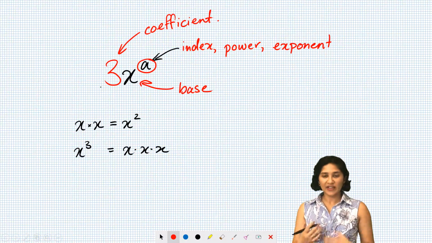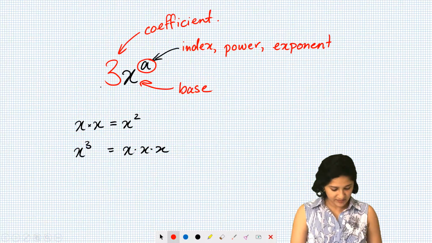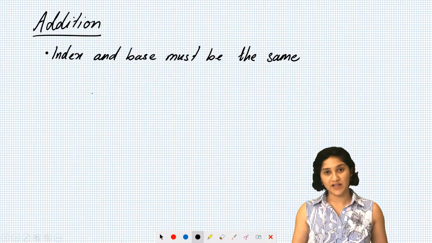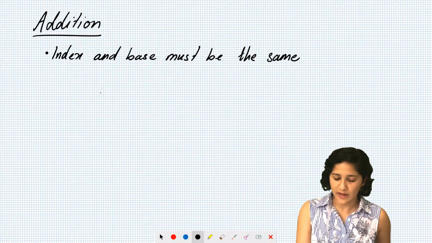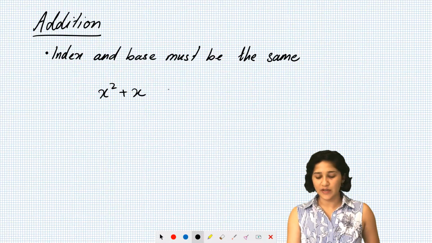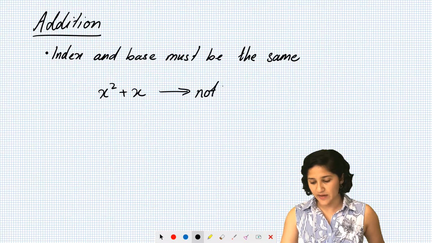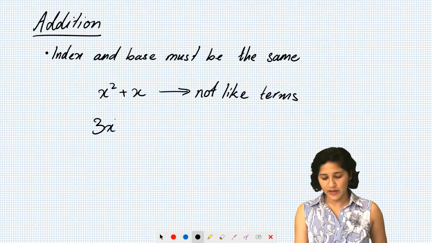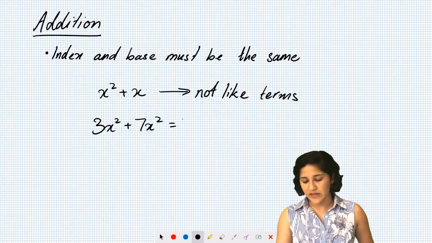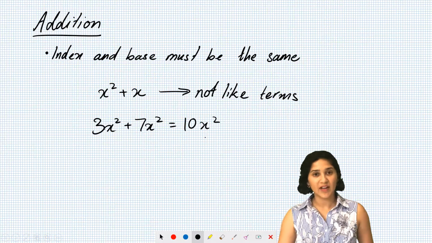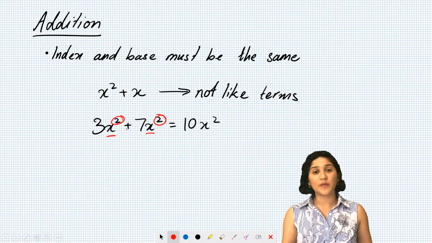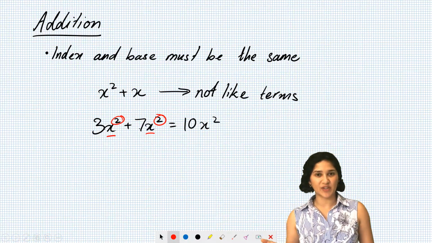Alright, so let's start by looking at how we add these things. In addition, the only type of numbers that we can add are like terms. So we know that if we have x squared plus x, we can't add those two things because they're not like terms. So we just have to leave it like that. But if we had, say, 3x squared plus 7x squared, these two things are the same, so we can add them to give us 10x squared. As long as the base and the index are the same, then we can add the coefficients to give us the total.